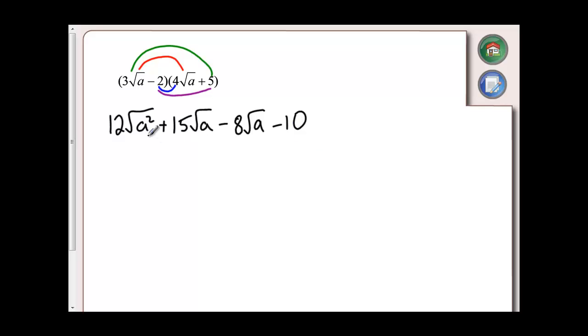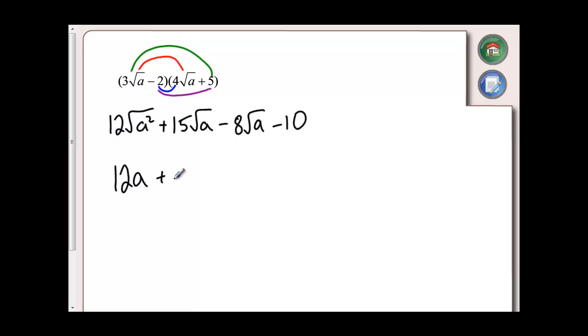Now one thing we need to remember is if I take the square root of something that's squared, it is just going to give me that letter. So the square root of a squared is going to simplify to 12a. The square root and the squared, the exponent, are going to cancel each other out essentially. They're opposite operations.